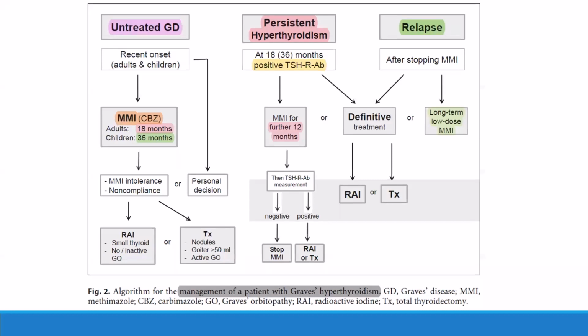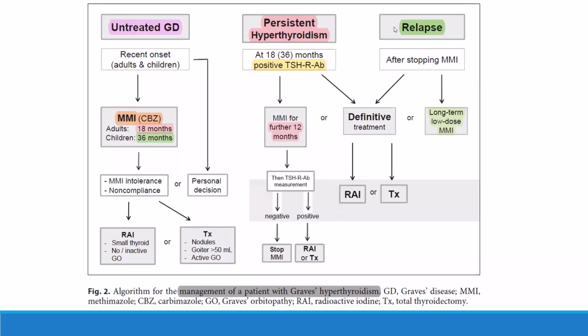Actually, a relapse is very common in a case of Graves' disease after treatment of medical therapy by this duration. So a relapse occurs in most cases about 50 to 60%. So if the patient after this duration at 1.5 years, or 3 years in children, and hyperthyroidism is still persistent, in this situation, before stopping anti-thyroid medication, we should assess TSH receptor antibody.